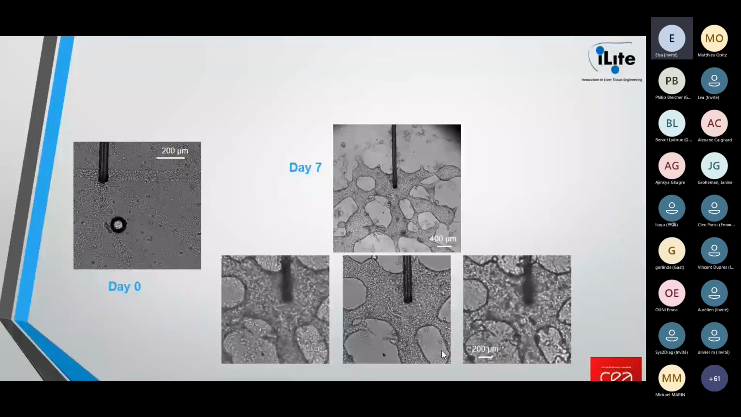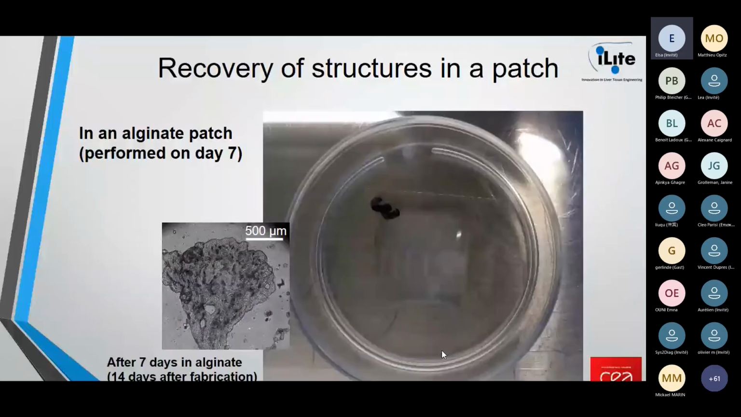I also told you that we really would like to recover our structure from the glass substrate, because it's not possible to take this structure and transplant it while it is cultured on top of the glass substrate. So the idea here is to recover the whole structure using an alginate patch. We put alginate and gelate it on top of the structure, and the alginate detaches the whole structure from the glass substrate.